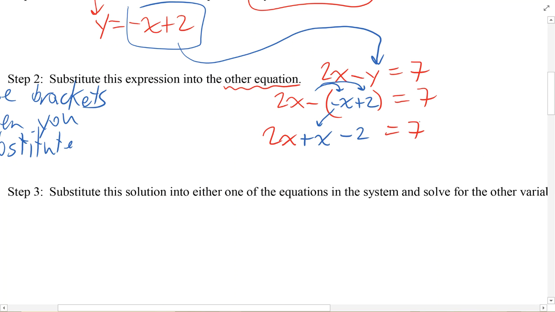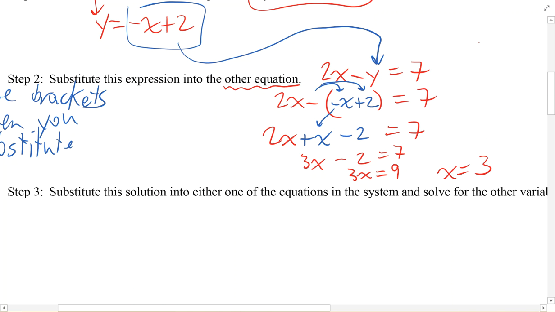equals 7. And so what we did when we substituted is go from having 2 variables in our equation, an x and a y, to just one, just an x. That allows us to solve. So we will now solve for x. 2x plus x, how many do you have altogether? 3x minus 2 equals 7. 3x equals what? 9. So then we divide by 3. What does x equal? 3, right? It's 9 divided by 3.